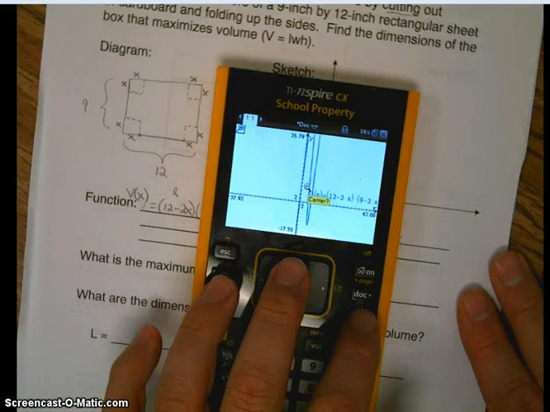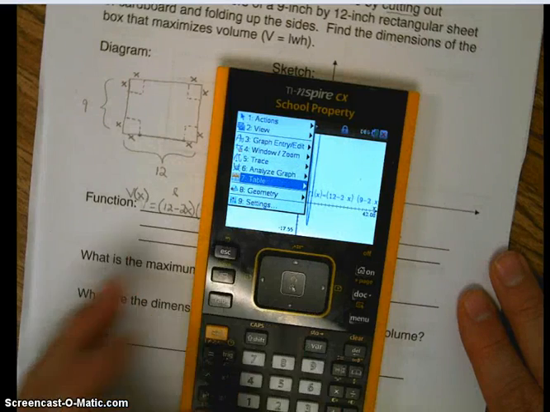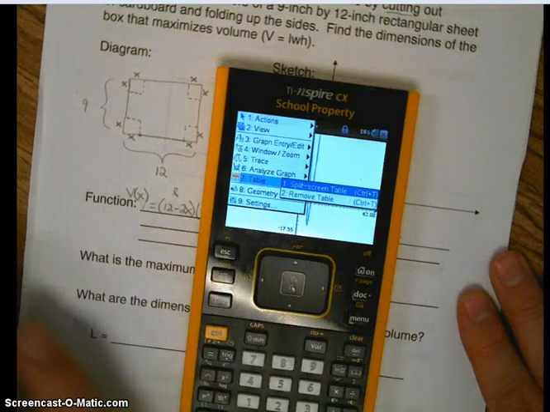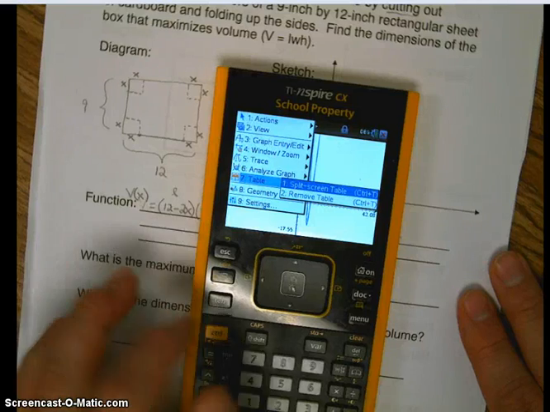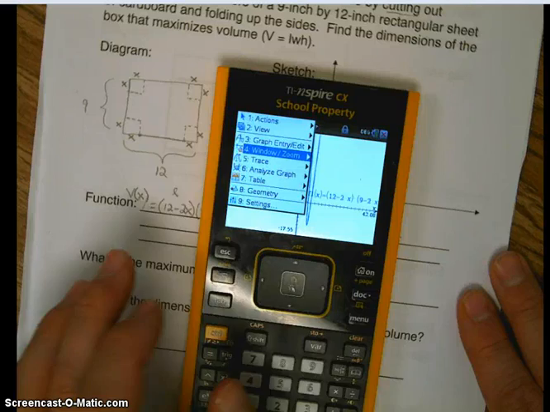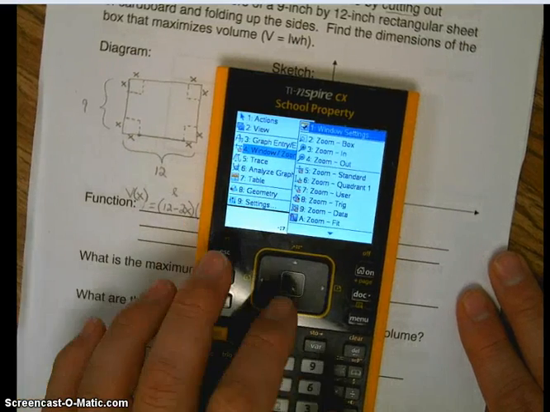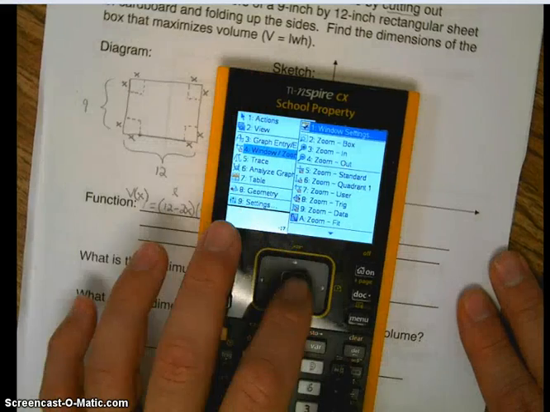So let's go to Menu, Table. That's not the table. That's not what I need. Let's try going to the window. Remember, I'm still learning this as well. So window settings, the top one.